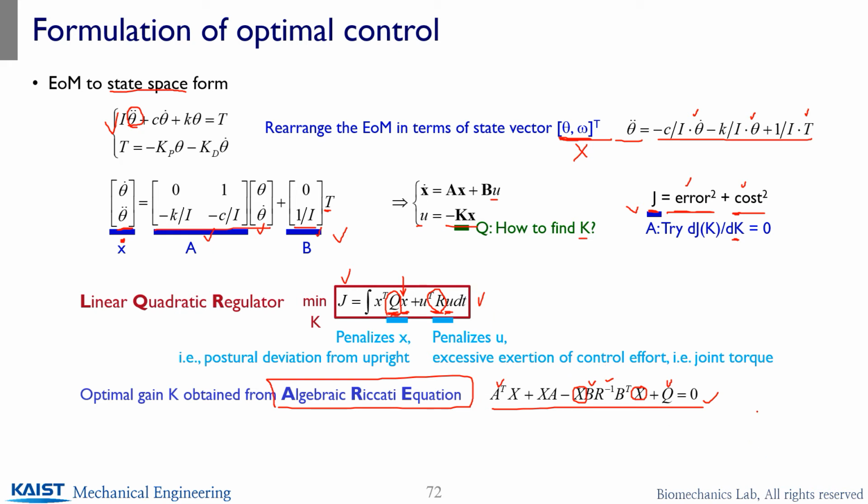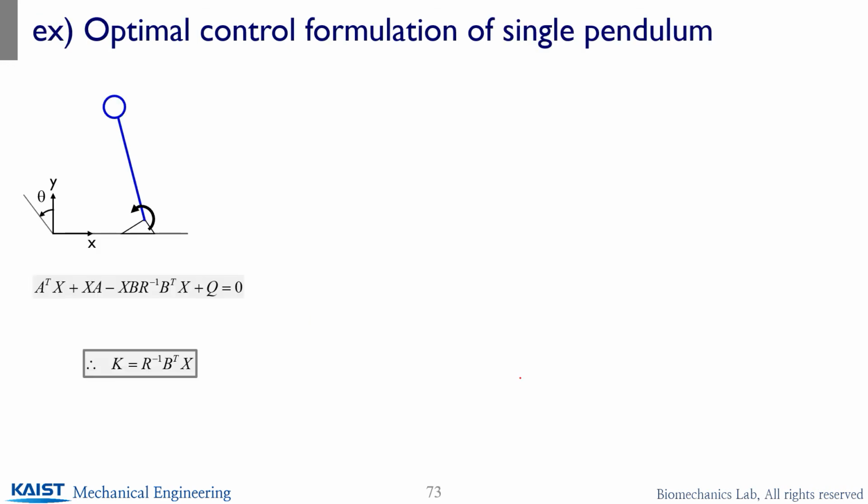Okay, so by solving this ARE equation, your solution can be plugged into the R matrix and the B matrix to calculate the optimal K. If K is determined this way, that will minimize this cost, the LQR problem. Okay, that's mathematically proven. So let's use this for a simple example, like a single inverted pendulum. So this is the ARE equation, and this is the optimal gain K obtained from the solution of the ARE equation.